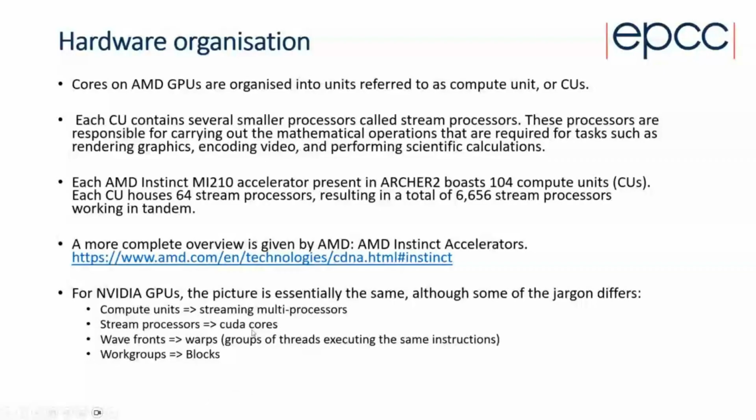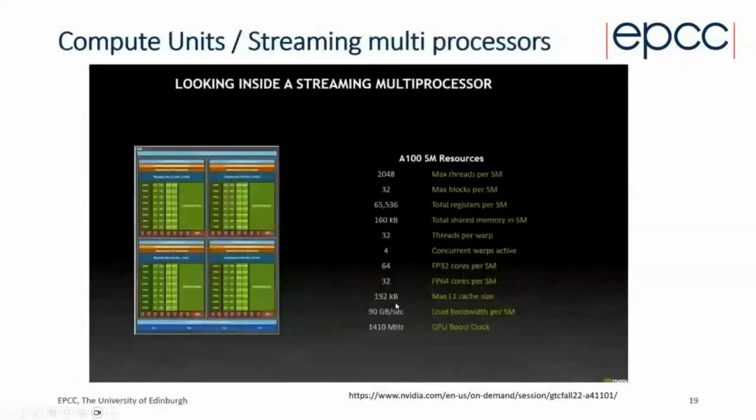There's a little glossary here about how to translate between different vendors' jargon, because I always find this maddening that they effectively borrow everything else, but they've decided to come up with their own terms for most things. Okay, so what does a stream multiprocessor look like?